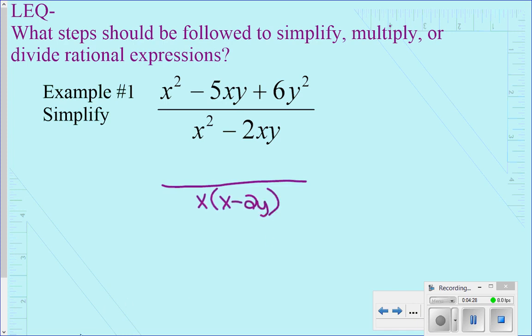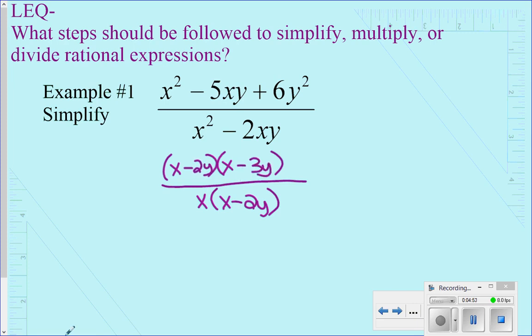Numerator, take a moment, think about that. What does that factor into? Should be relatively easy. We did a ton of these this year because factoring is very important. I've been stressing that all year. So we know that factors into x, and factors of 6y that are going to add to negative 5xy are going to be minus 2y and minus 3y.